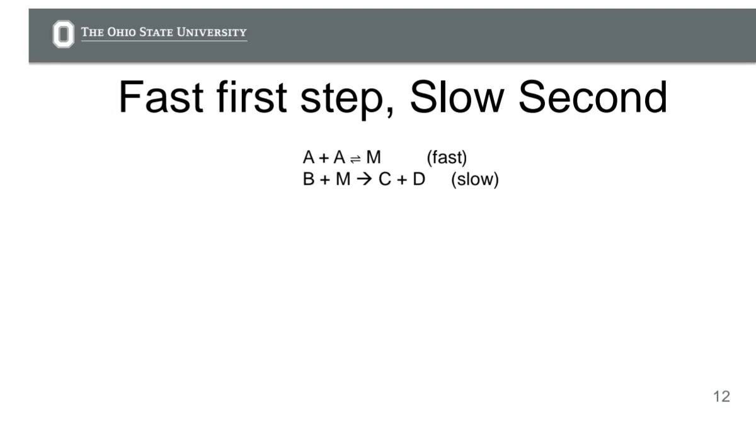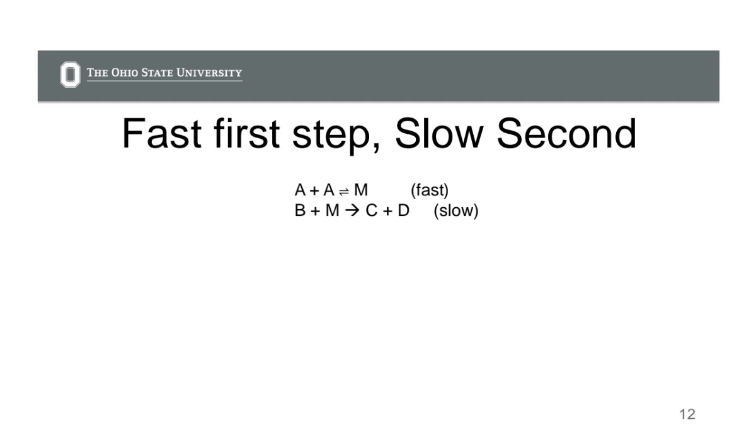So let's look one more time at determining the rate law for a reaction that has a two-step mechanism where the first step is fast and it has an equilibrium, and the second step is slow. So when we write our rate laws, the rate is going to be dependent on the slow step.